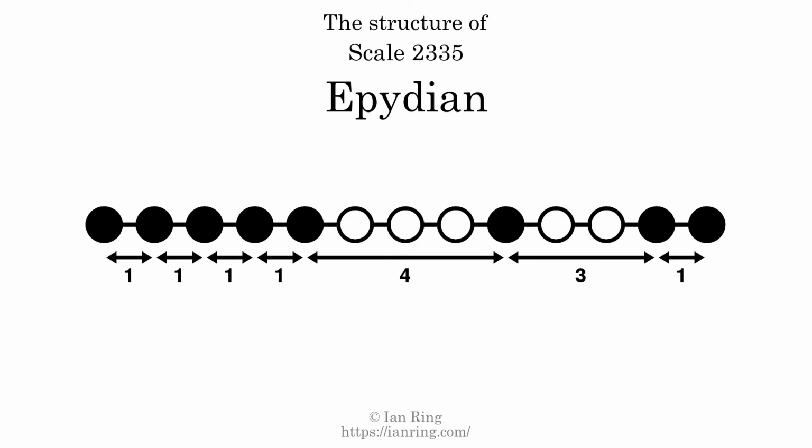The structure of a scale is a description of the interval distance between each successive tone. This scale has a structure of 1 1 1 1 4 3 1.